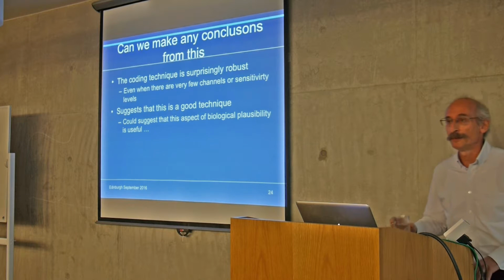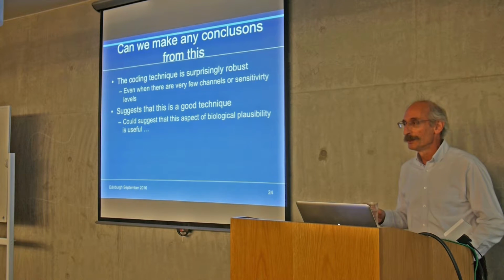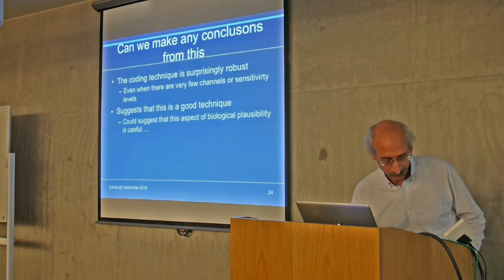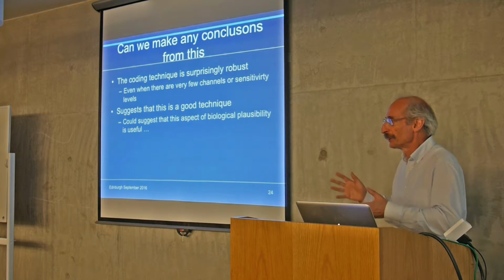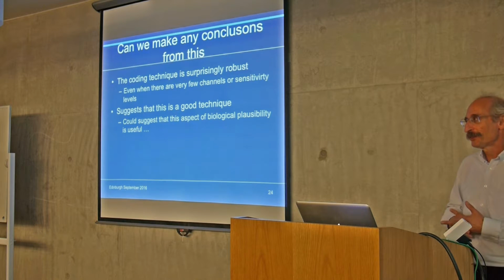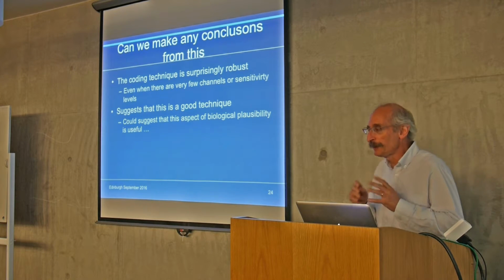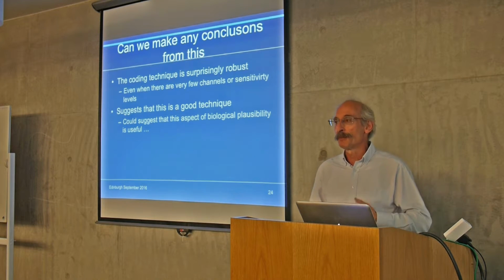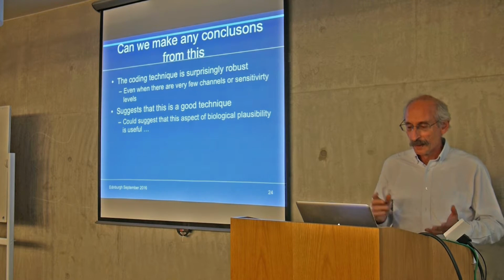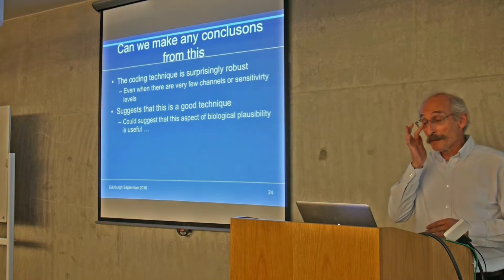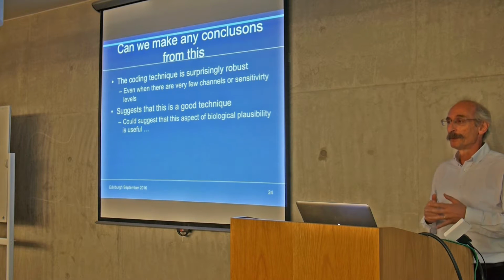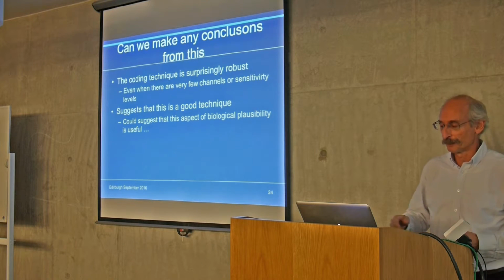You don't need 50 or 100 channels. You don't need 16. You don't need 16 sensitivity levels. You just need a relatively small number to maintain it. So that suggests that this kind of technique is maintaining something useful from the signal. It suggests that maybe what we're picking out from the biological plausibility is perhaps the right kind of thing to pick out from it.